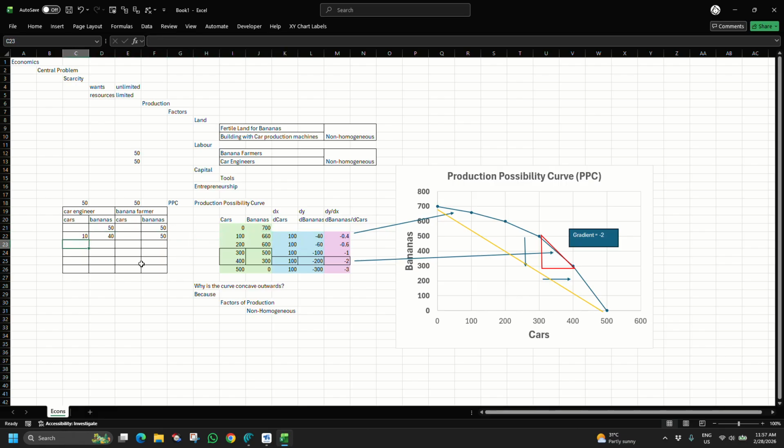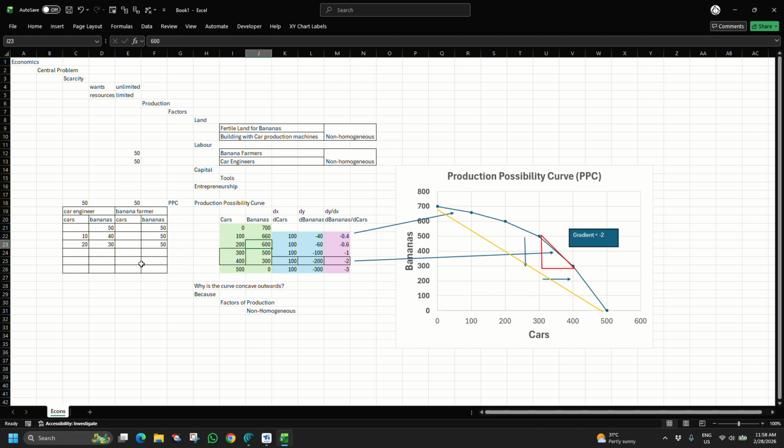Okay, then I'm going to move another 10. Okay, another 10, so I get 20. To make another 100 cars, I move another 10 car engineers. Okay, then I get 20, left 30. Okay, and still 50 here. But that's the idea.